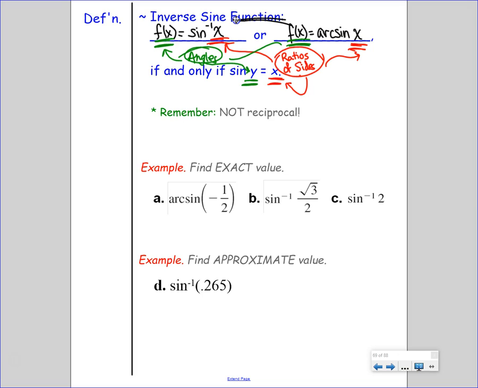Okay. One more time. Is sine inverse 1 over sine or cosecant? No. I'm going to say a big fat no.